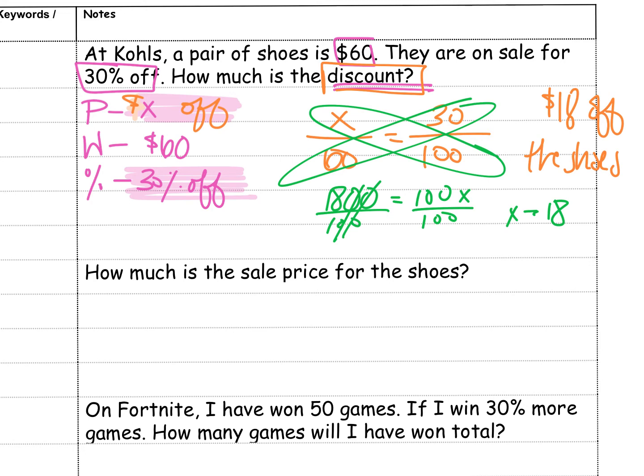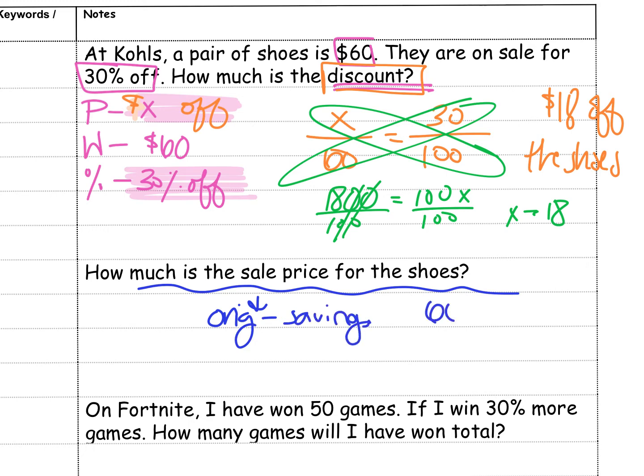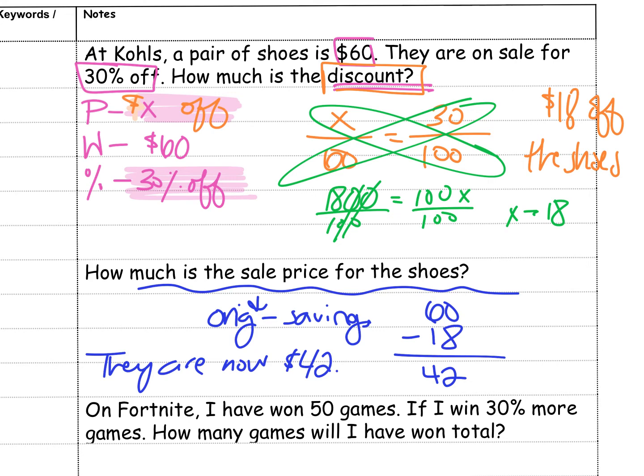But we now have a follow-up question saying how much are they on sale for? And to figure out our sale price, we do our original minus the savings. So my original shoes were $60 minus my savings of $18, and that leaves me with $42 shoes. So how much are they on sale for? They are now $42. Notice all of this is math I can do in my head.